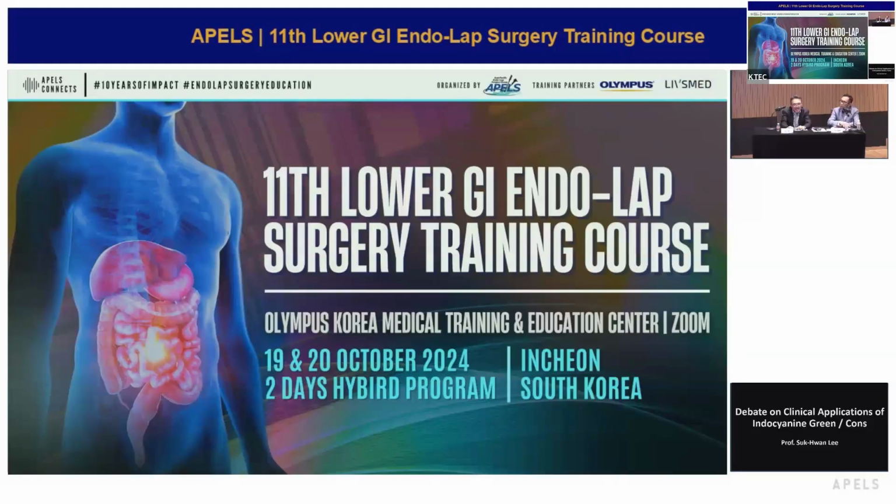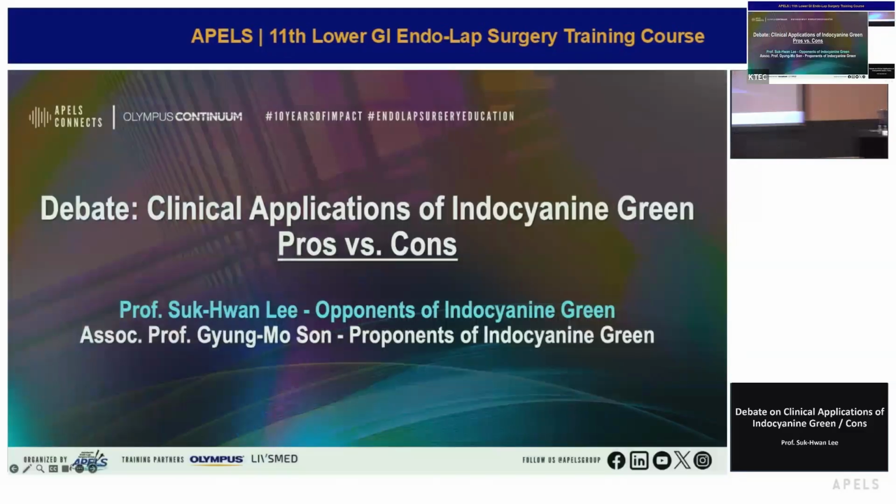Okay, I really appreciate Professor Son's presentation. Actually, I realized that the topic has been changed a little bit. It is just beyond my expectations. So actually, I fully understand the value of ICG angiography. So I agree with Professor Son.